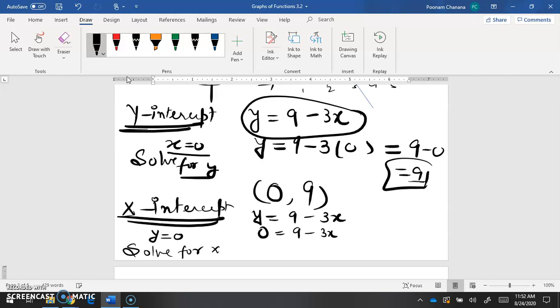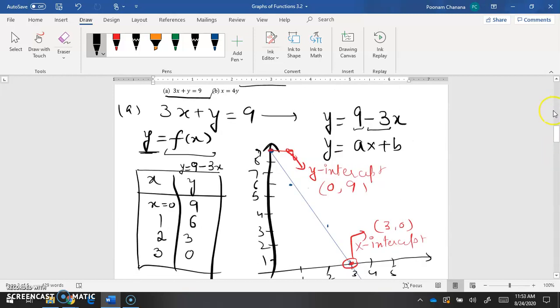You want to solve this equation, so you can add 3x on both sides. That will give me 3x is equal to 9. You can divide by 3 on both sides. So x will be equal to 9 by 3, which is 3. So the x-intercept is (3, 0). That's what we said here also, that the x-intercept is (3, 0) and the y-intercept is (0, 9).